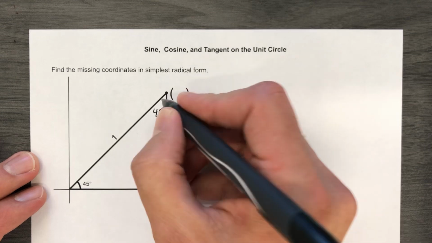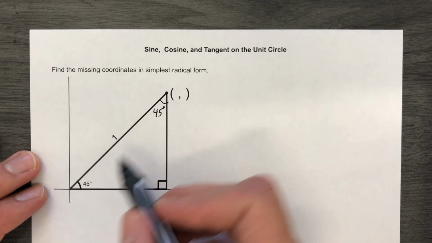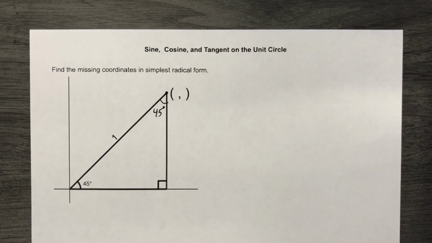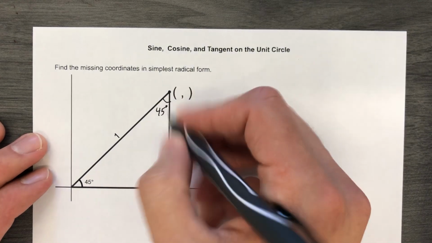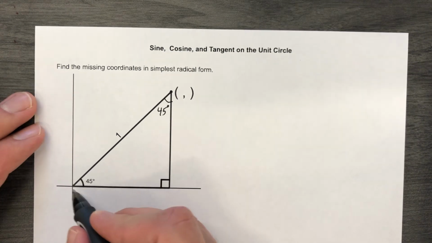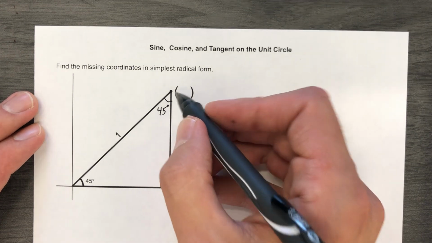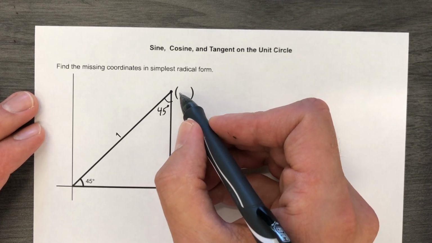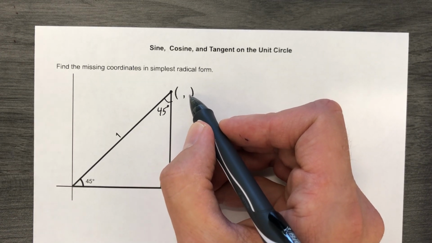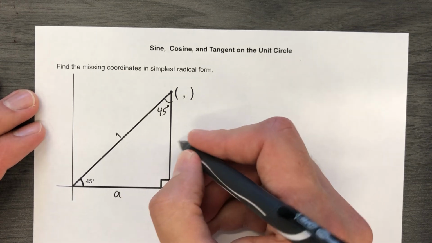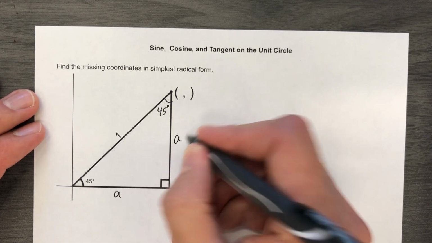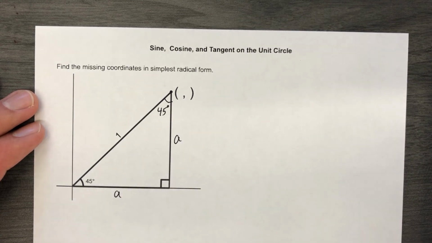But what's really going on, since you have 45 and 45, you have an isosceles triangle, and that means that this side is equal to this side. So here's the deal. I don't know how long this is, but I know it's the same length here. So if I'm talking about coordinates, then this and this are going to be the exact same thing. Don't know what it is. I'm going to call it A. And I can call that B if I wanted to, but it's the same as A, right? So it's A and also A, right?